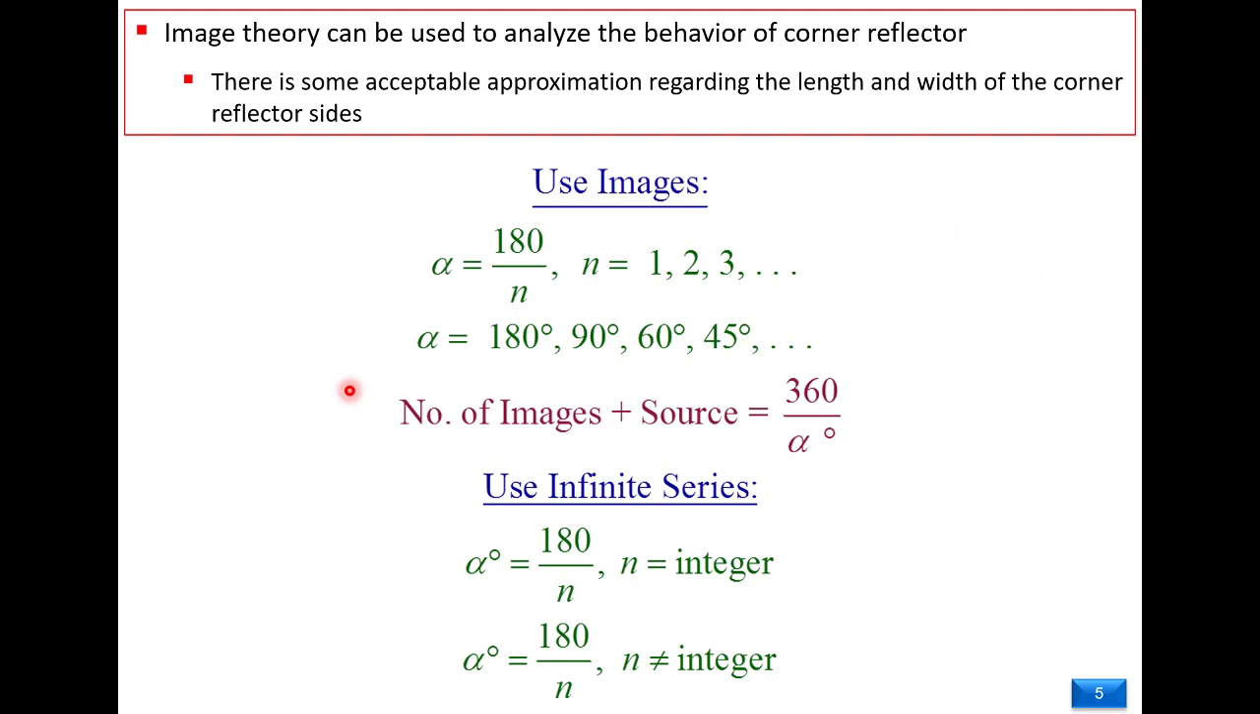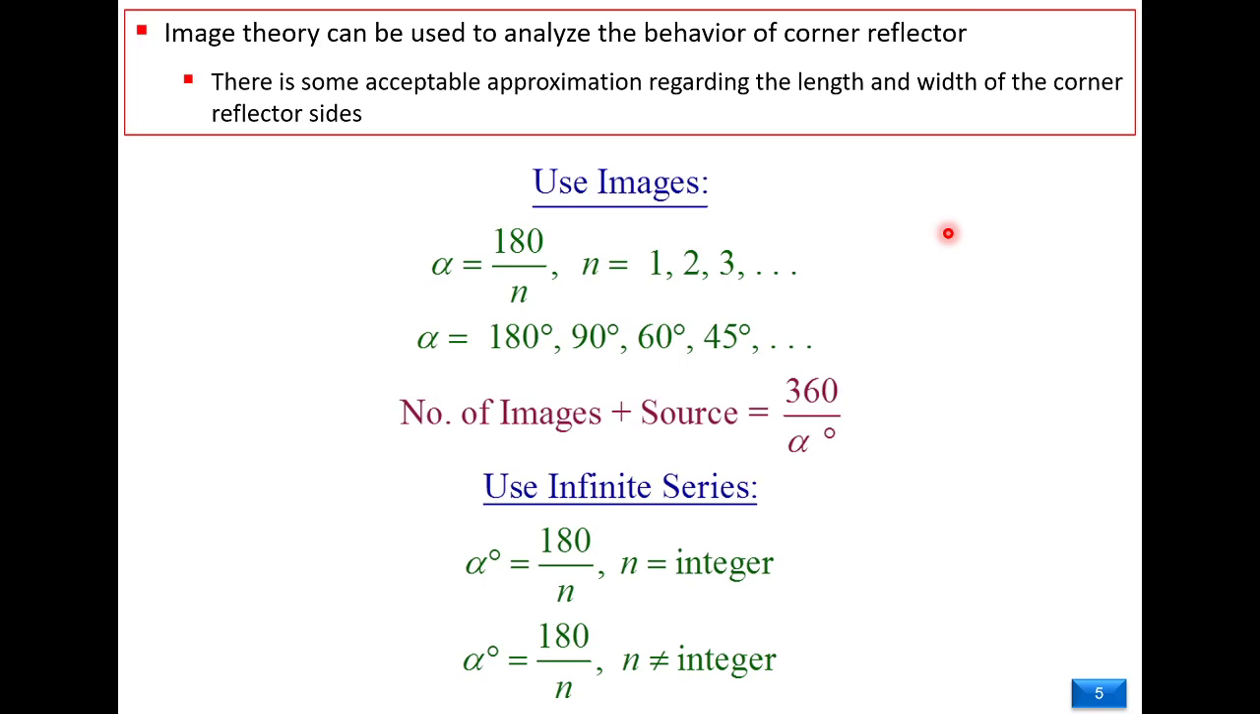And how would we analyze this? Image theory is a very good method to analyze the corner reflector antenna. There is some acceptable approximation regarding the length of the two sides of the corner and the total height of the reflector with respect to the feeder. But it is a very good and acceptable approximation. So the use of image theory is like this.